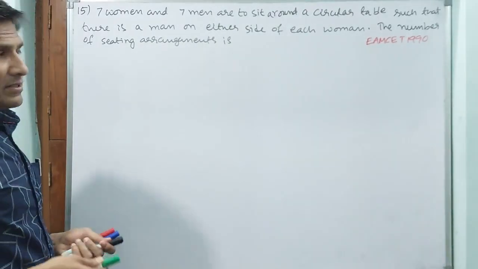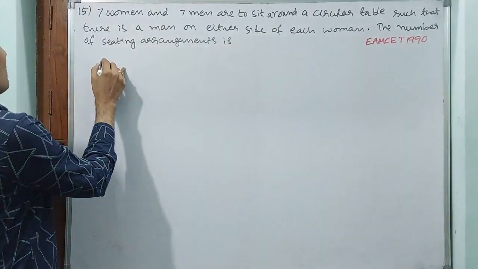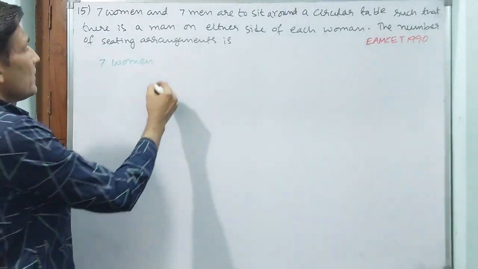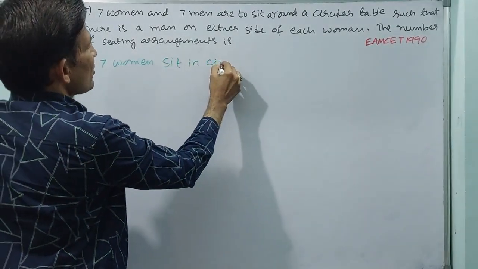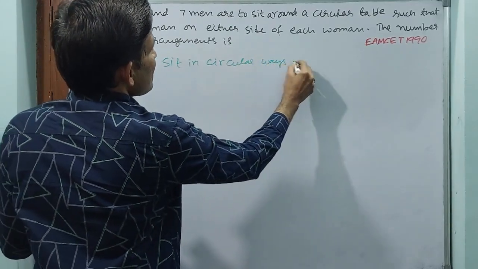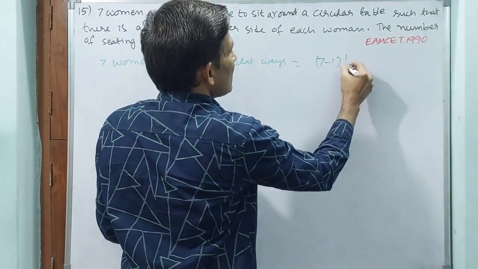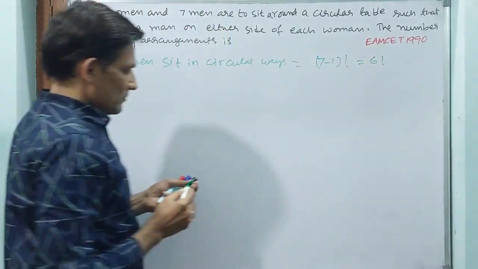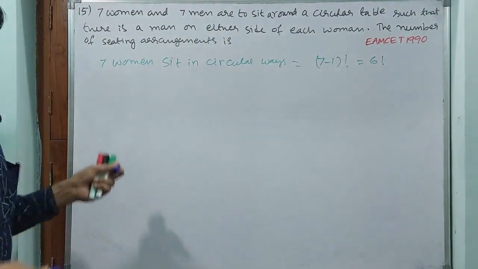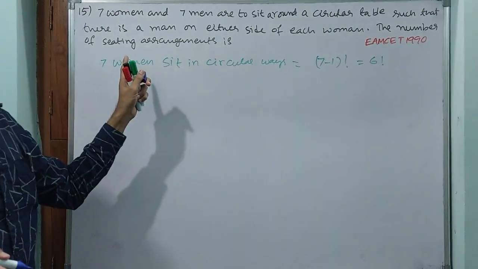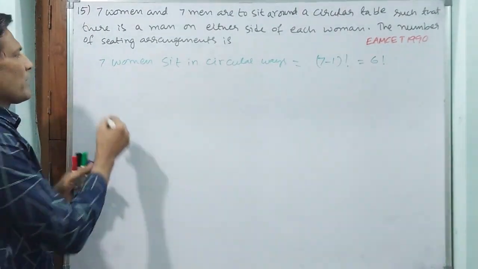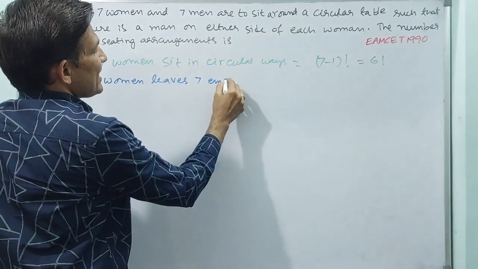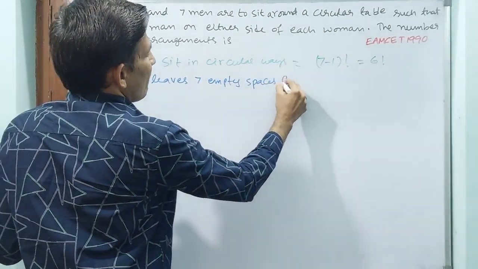Okay. See how I am doing this, like the earlier question only. 7 women sit in circular ways is equal to 7 minus 1 factorial. Okay? Here there is no hanging, that is a simple one. That means this is 6 factorial. Okay, this is the first case. But the 7 women will leave 7 vacancies, or what we can say, empty spaces. Okay? 7 women leave 7 empty spaces for 7 men.